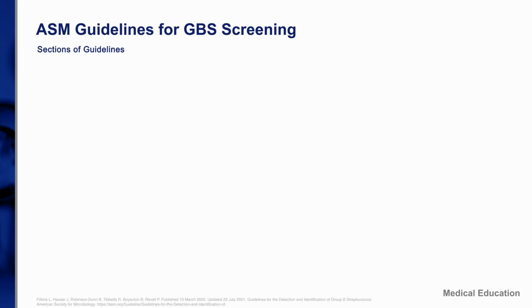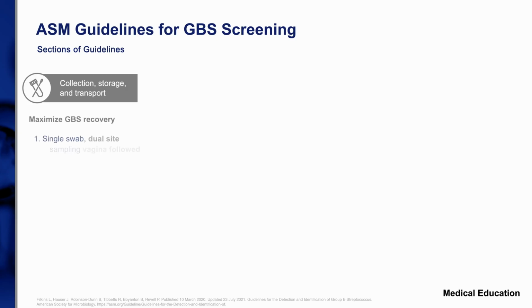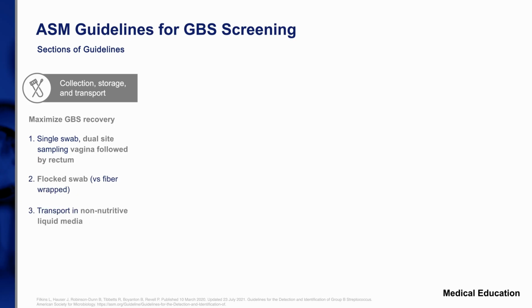And so the ASM guidelines for group B strep and screening really span from collection all the way up to when we would need an antibiotic susceptibility result and when we wouldn't. So let's start with collection, storage, and transport. If we want to maximize group B strep recovery, we're going to use a single swab that's a dual site sample of the vagina and the rectum. So this is a vaginal rectal swab. It's going to be a flocked swab, and this is going to be transported to the laboratory in non-nutritive liquid media within 24 hours.